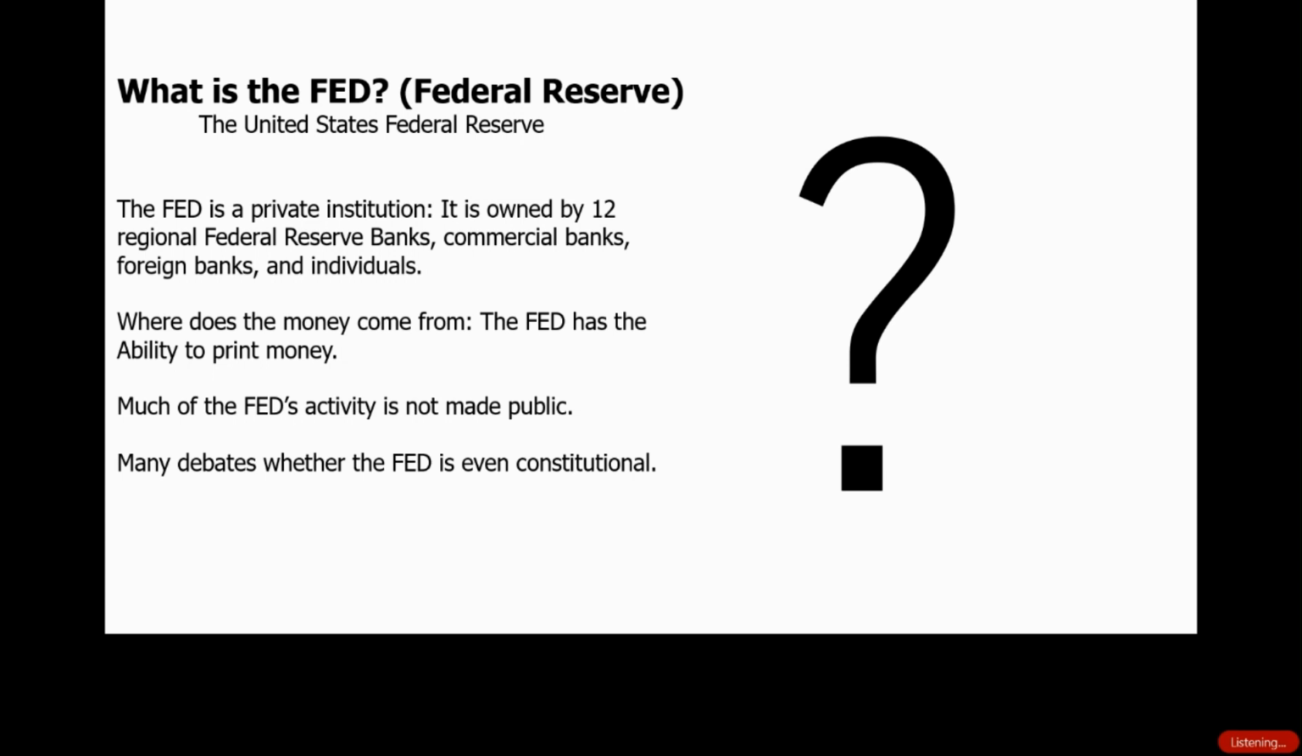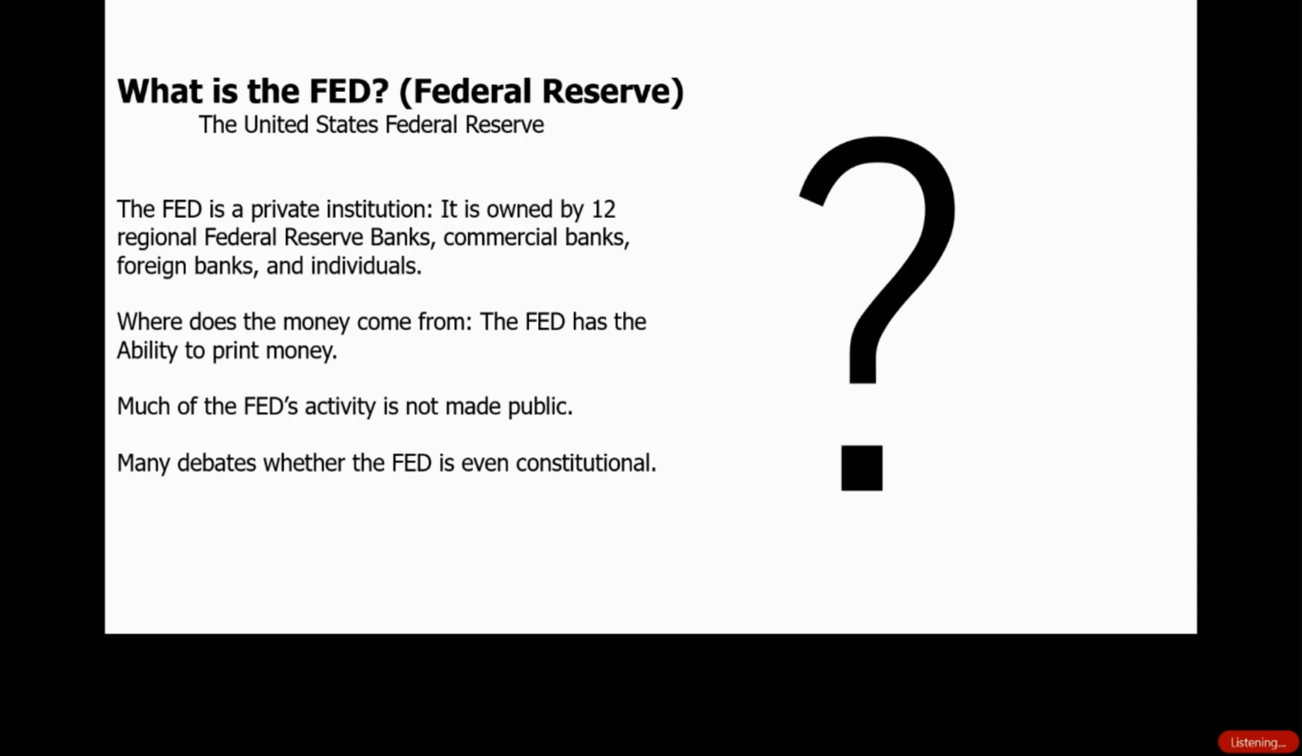So where does the money come from that the Fed prints and puts out there? Some people are really surprised that the Fed actually has the ability to simply print money from thin air. They can just print more money if they want. And that's what you saw in 2008 and 2009, when they were pumping a lot of money into the system, issuing it out in order to put more money into the system so people will spend it.